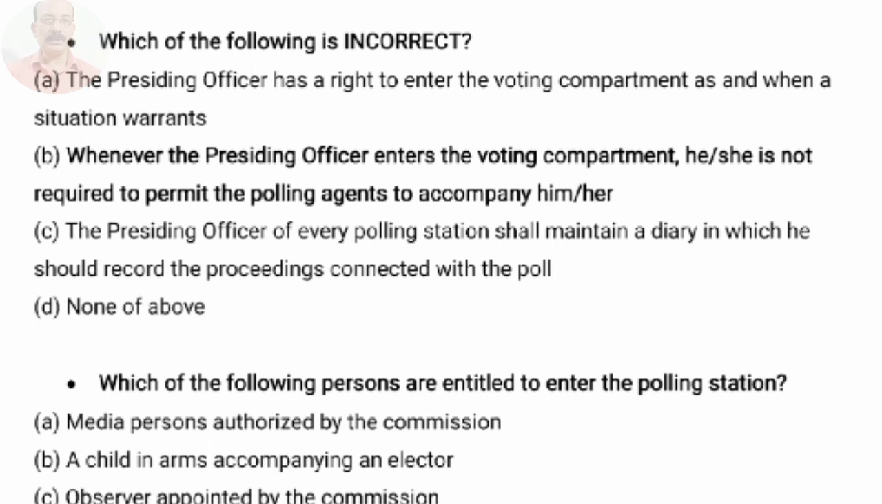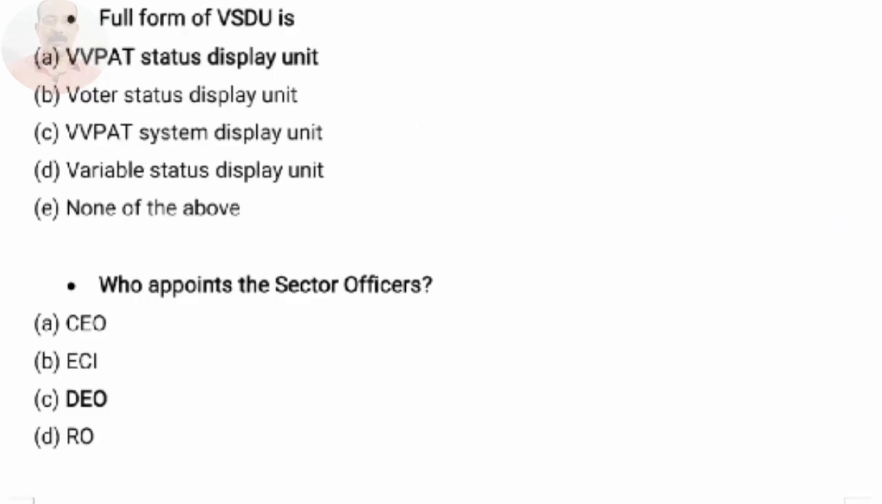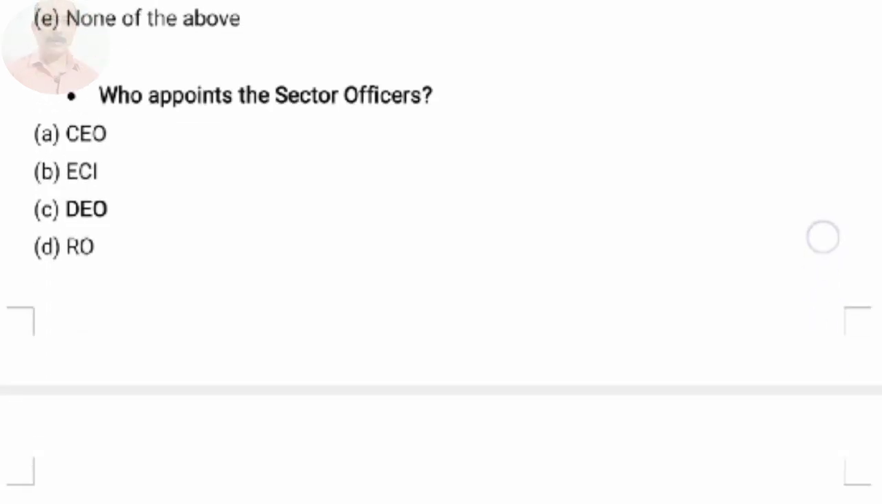Which of the following is incorrect? Option B. Whenever the presiding officer enters the voting compartment, he is not required to permit the polling agent to accompany him. Which of the following persons are permitted to enter the polling station? A, B, C and E. Full form of the VSDU is VVPAT Status Display Unit.